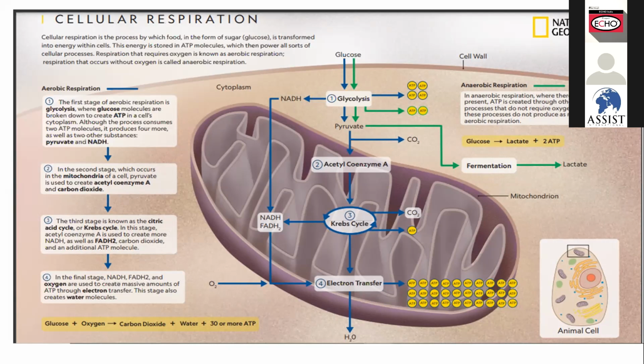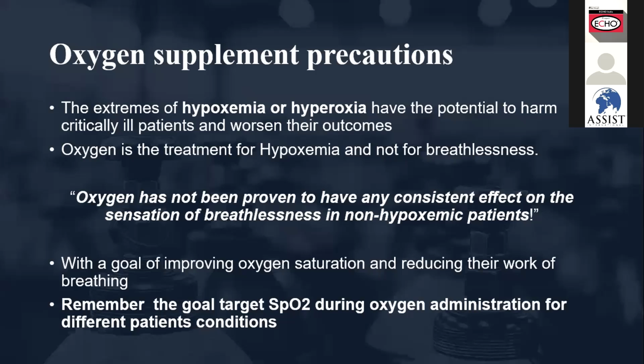So as a summary of cell respiration, not to bore you, the glucose is mixed with oxygen and they form carbon dioxide, CO2, and water, and 30 or more ATP. ATP is a kind of energy which is used by a cell. Next slide. So this is a kind of summary of this image.